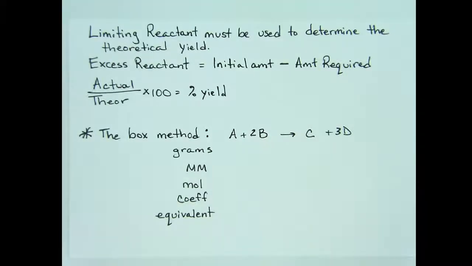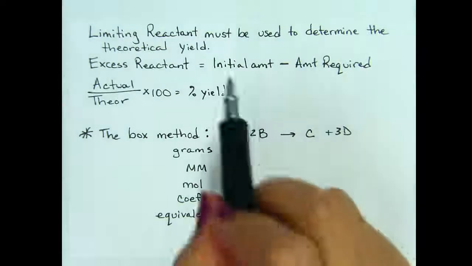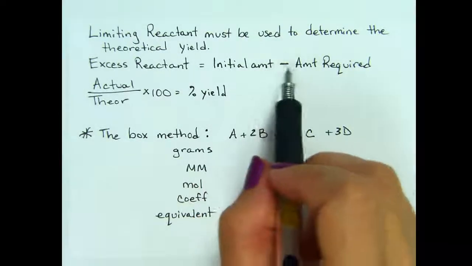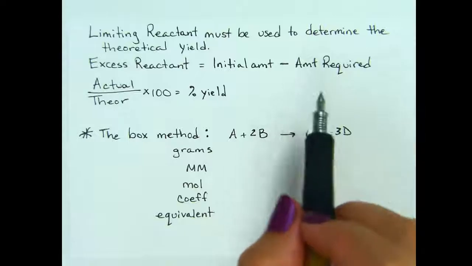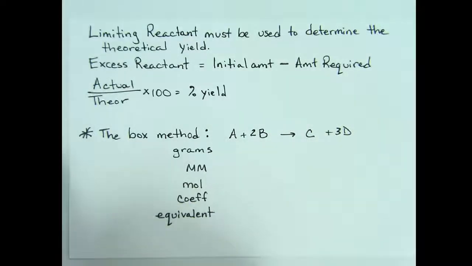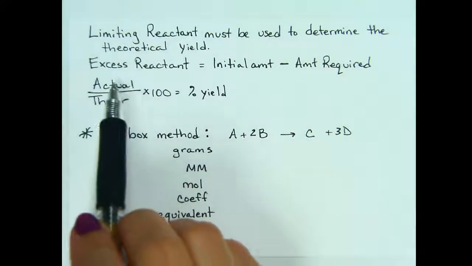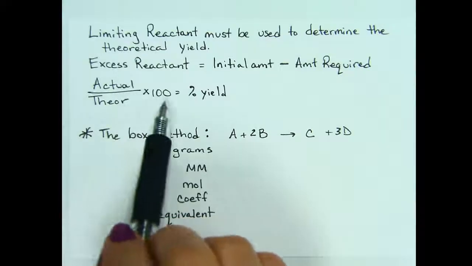The excess reactant is calculated by taking the initial amount of the excess reactant minus the amount required, or the amount consumed if you prefer. The percent yield is calculated by taking the actual yield divided by the theoretical times 100.